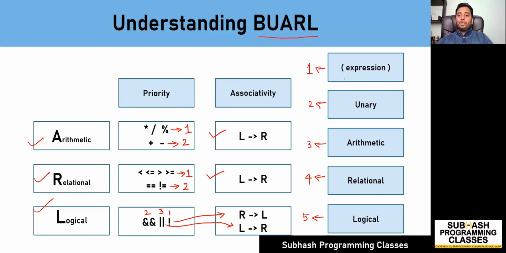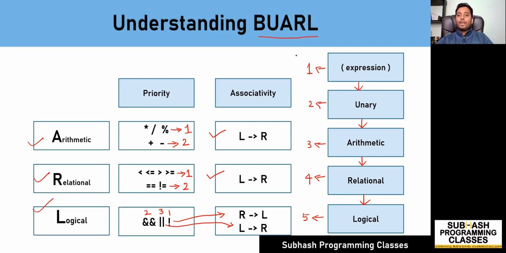Okay, so it means in an expression, you will have to first evaluate the part that is inside brackets. And once all your brackets are evaluated, then you go ahead and evaluate your unary operators, right? Once your unary operators are evaluated, you must evaluate your arithmetic operators. And only once your arithmetic operators are evaluated, you will be able to evaluate your relational operators. And once relational operators are completed, you must evaluate the logical operators. So this is called the BUARL rule: brackets, unary, arithmetic, relational, and logical. Keep this in mind while evaluating these expressions.